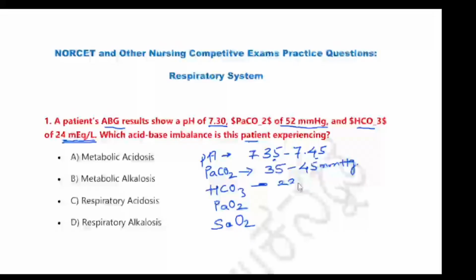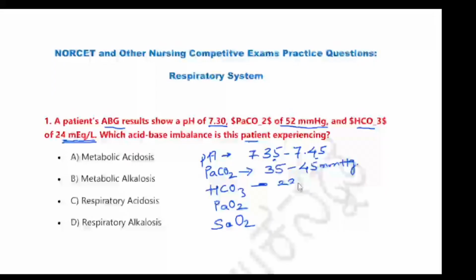See, in given question, bicarbonate is normal, right? That is 24. Here the normal value is 22 to 26. Hence this condition is not related to kidney. Then PaCO2 is more than normal value, that is 45 mm of Hg. Hence this condition is related to respiration. Either this may be correct or this may be correct. We don't know. We will decide based on pH.